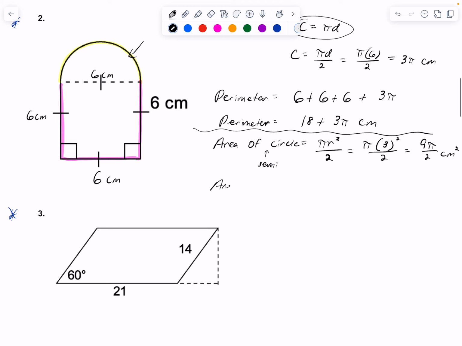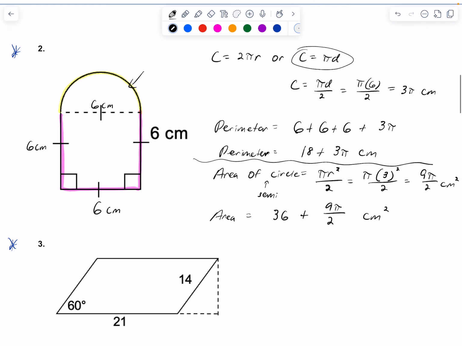So the area of this figure is going to be the area of the square, which in this case is just going to be side squared, or 36 square units, or square centimeters, plus 9 pi over 2 square centimeters. All right, so that is it for number 2, finding the perimeter and the area.